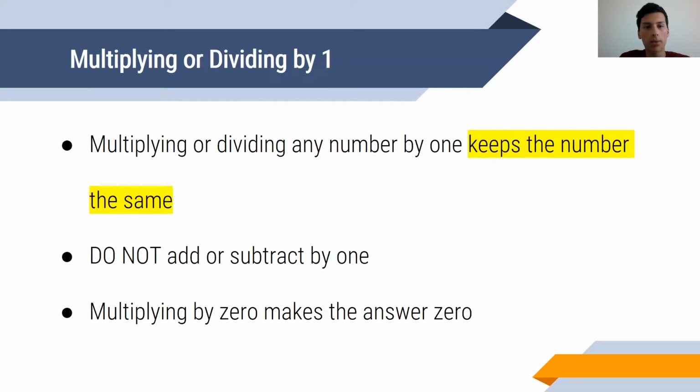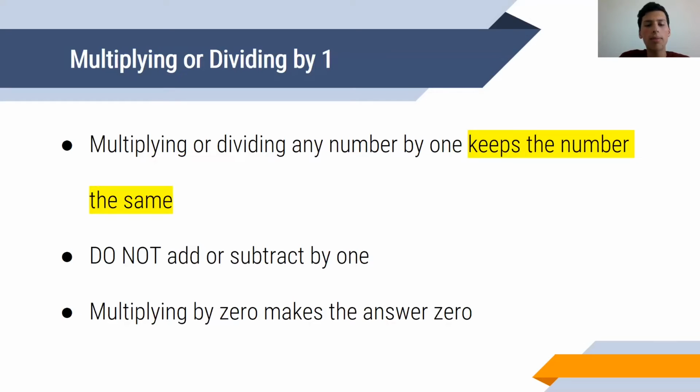Our next step of padding here is multiplying or dividing by 1. Multiplying or dividing any number by 1 keeps the number the same. Do not add or subtract by 1, don't confuse it, because adding or subtracting by 1 raises or decreases the value of your stem by 1. So you want to be careful to not mix up addition and subtraction with multiplication and division.